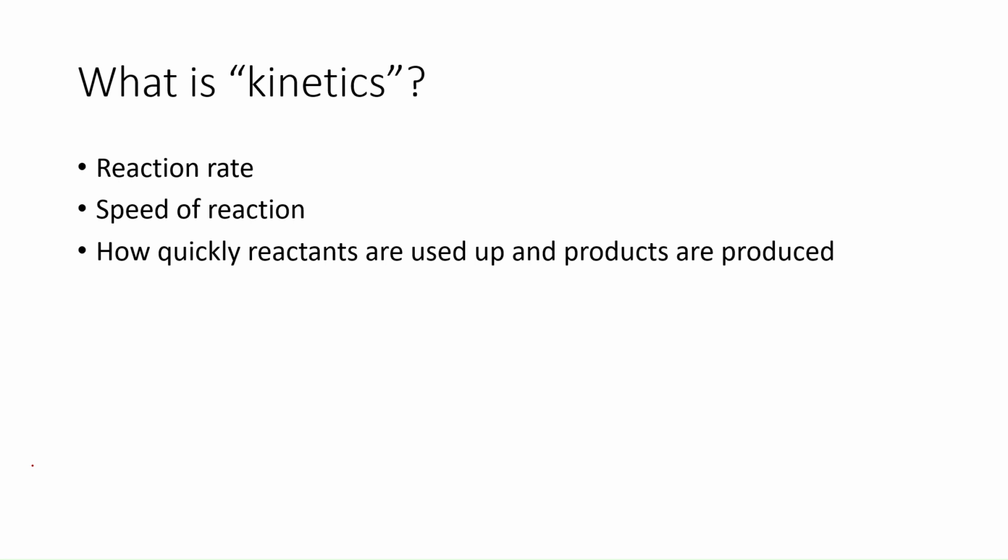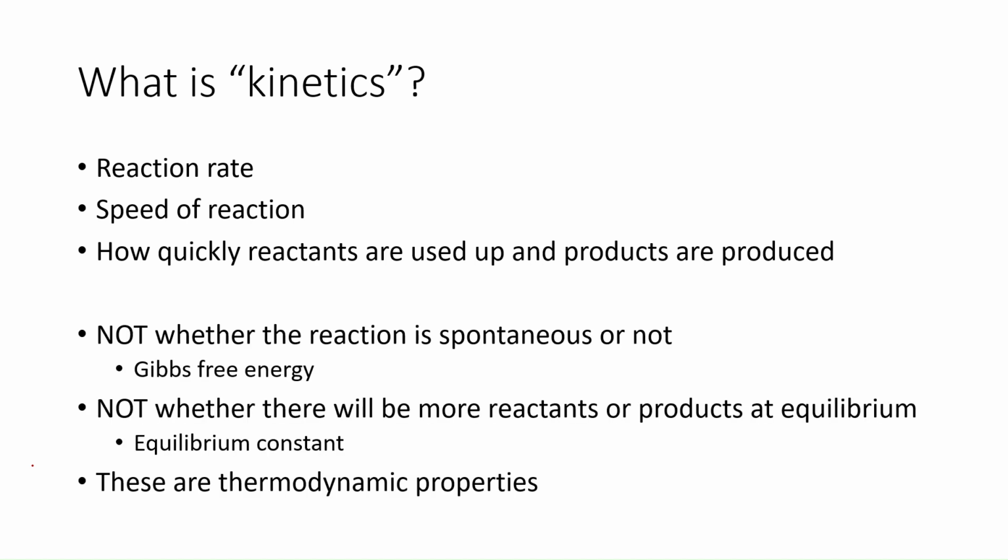Something also very important to keep in mind is what kinetics is not. Kinetics is not about whether or not the reaction is spontaneous. To know whether a reaction is spontaneous or not, we can use the Gibbs free energy, which we discussed in chapter 1. Kinetics is also not about whether or not there are more reactants or products when the reaction reaches equilibrium. This is related to the equilibrium constant as well as spontaneity, and is not affected by kinetics. These two things that I just said kinetics is not are thermodynamic properties of a reaction. And like we just mentioned, kinetics really is just referring to the speed of that reaction.